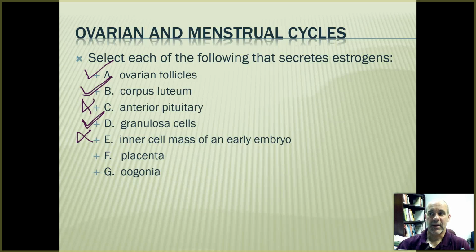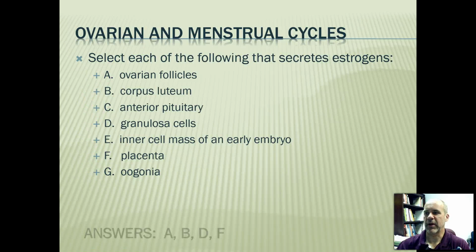Placenta, yes, eventually the placenta that forms will take over production of estrogen and progesterone, and at that point you no longer need the corpus luteum. Be sure you go back and review that story. And how about the oogonia? Those are those stem cells in the ovaries that become primary oocytes, and no, they don't do any estrogen production. So our answers there were A, B, D, and F.